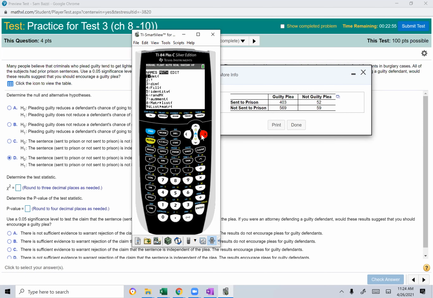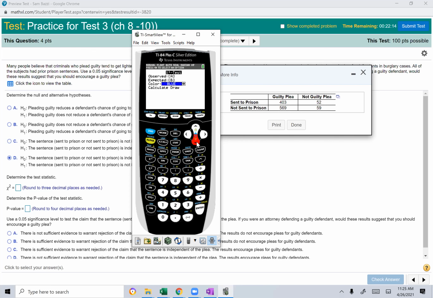And then we go to edit. Enter. So it's even faster, as fast as using StatCrunch here, 403. As long as you remember how to input the matrix. If you don't remember how to put in the matrix, then there would be a problem here. 59. And then go to stat, chi-square test. Enter.